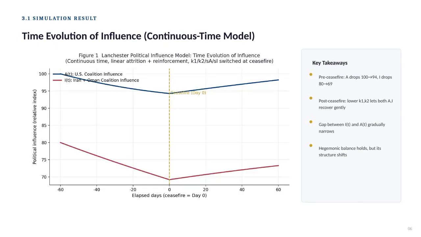This chart shows the time evolution of influence under the Lanchester model. Before the ceasefire, both A and I decline gradually as they contain one another. After the ceasefire, lower containment coefficients allow both sides to recover gently, and notably, the gap between the two coalitions' influence begins to narrow. The overall hegemonic balance holds, but its underlying structure shifts.